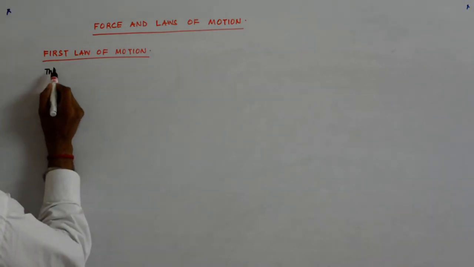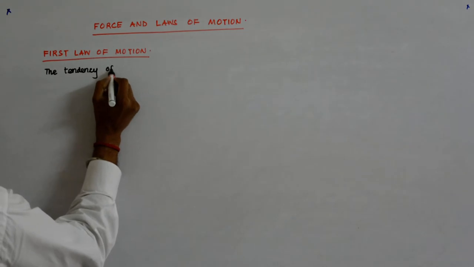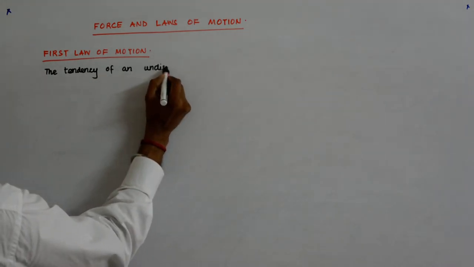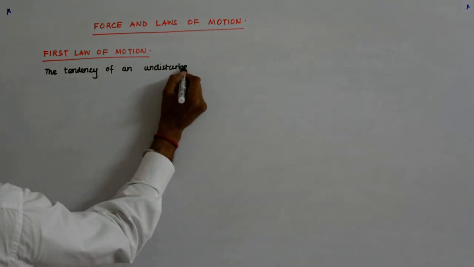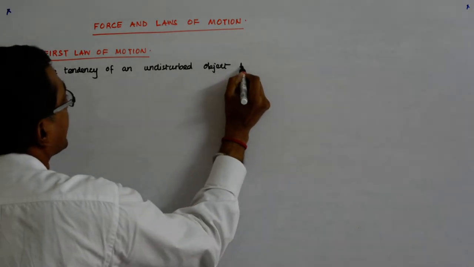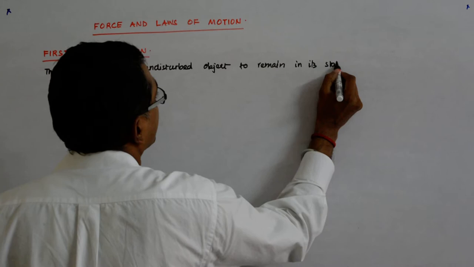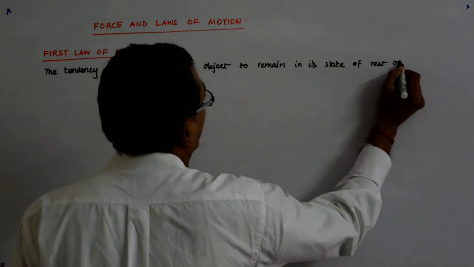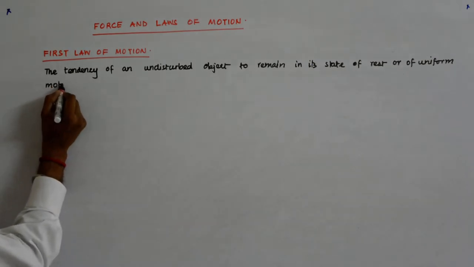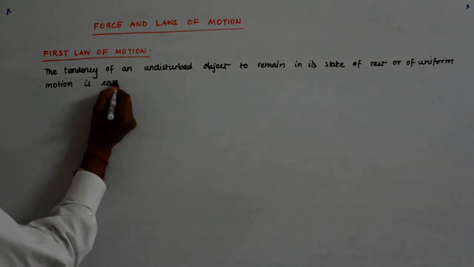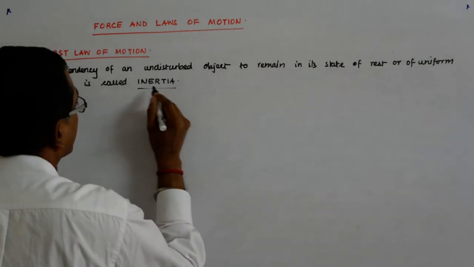So this tendency of an undisturbed object to remain in its state of rest or of uniform motion is called inertia. It's called inertia.